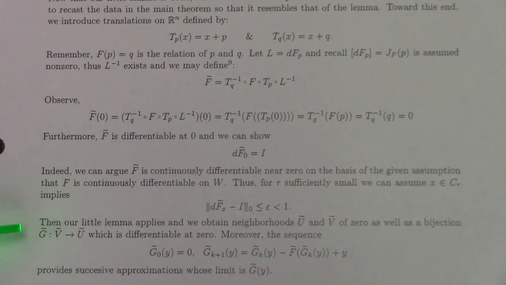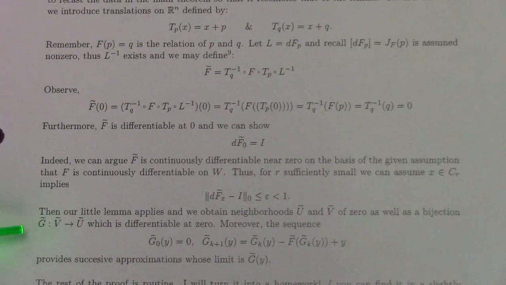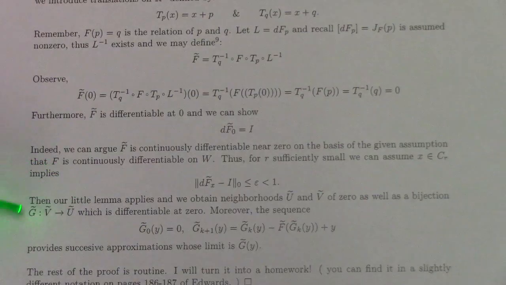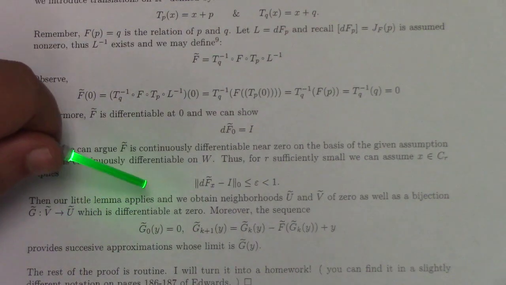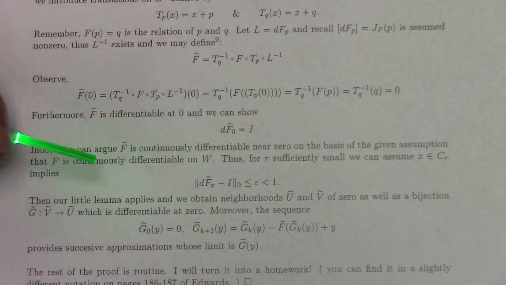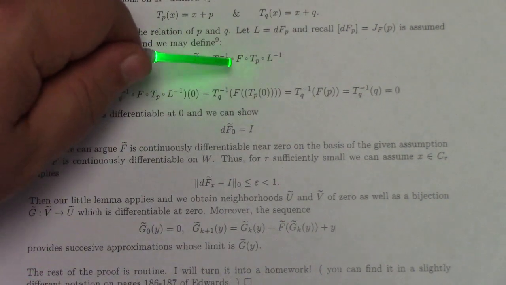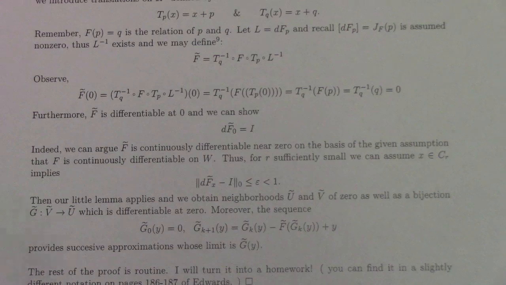And as such, we can obtain neighborhoods, let's say U tilde and V tilde of 0, as well as the bijection G tilde from V tilde to U tilde, which is differentiable at 0, and indeed a successive set of approximations for the inverse function G tilde, and by Banach's fixed point theorem, right, as given by the little lemma. And then the rest of the proof, I say, is routine. Basically, you can use this to get back to F and show that the conclusions of the theorem are true.